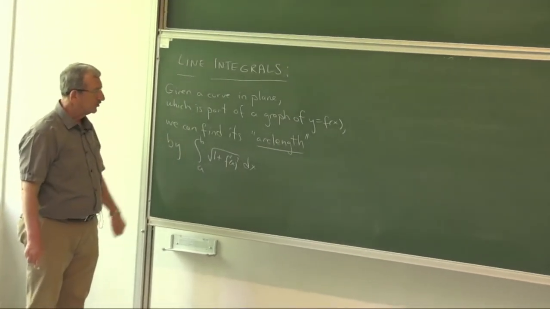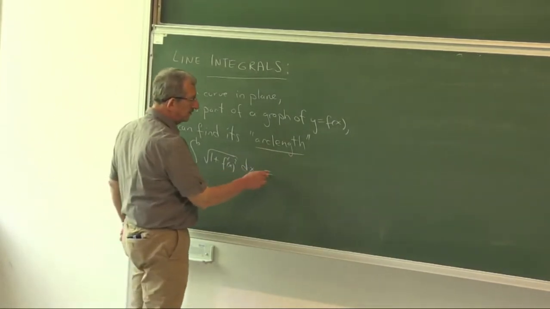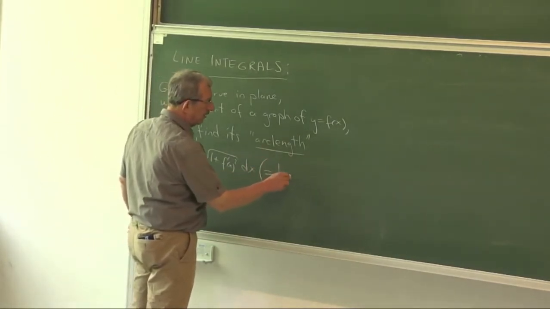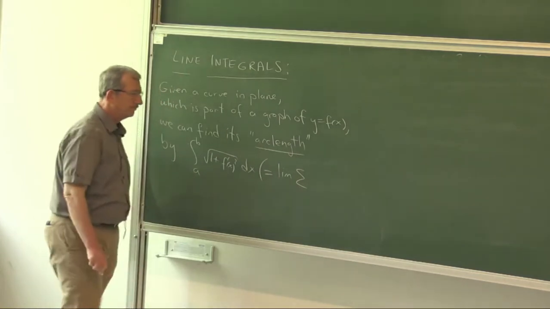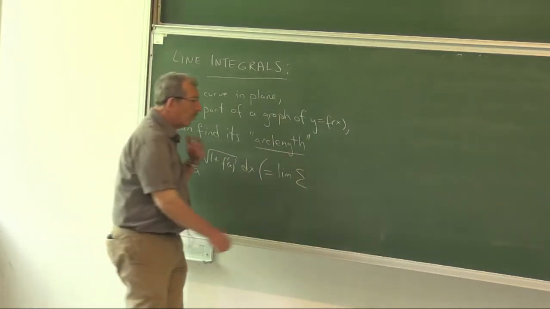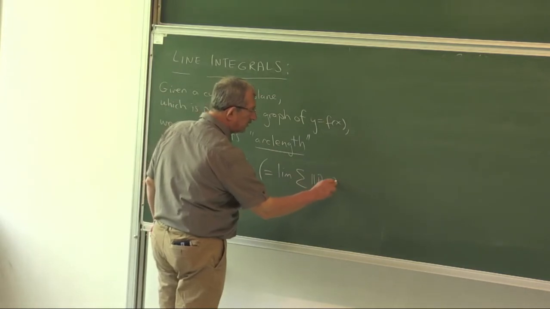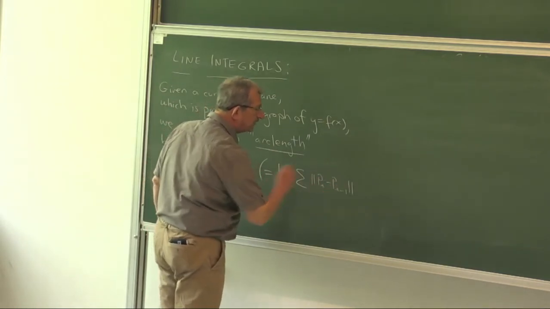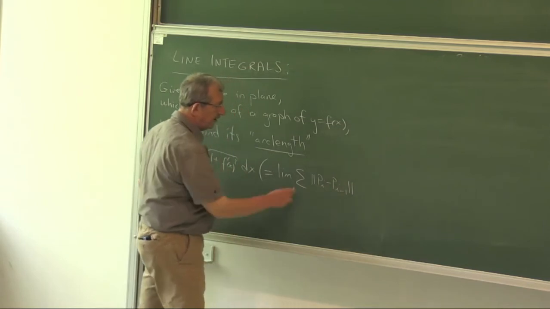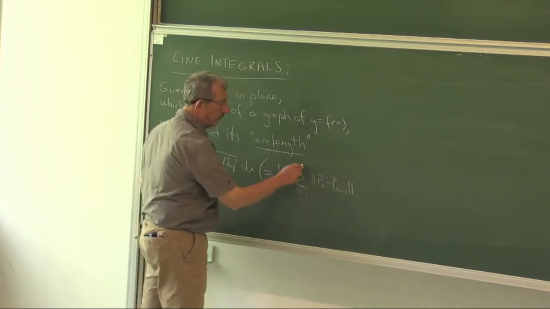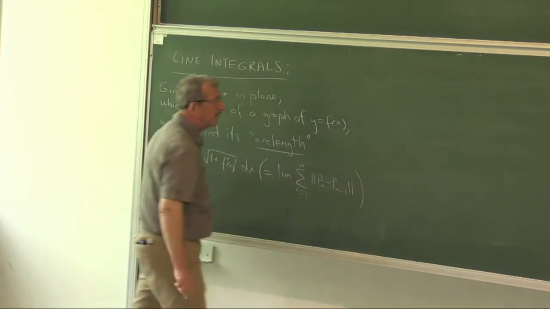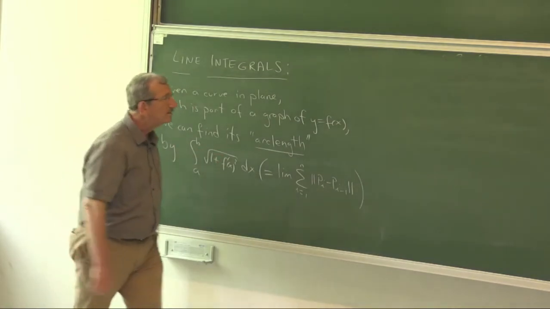Well, what is this actually? This is the limit of Riemann sums, where we have the P_k minus P_{k-1} lengths, with k running from 1 to n. It was basically this. Now, what are these P's?